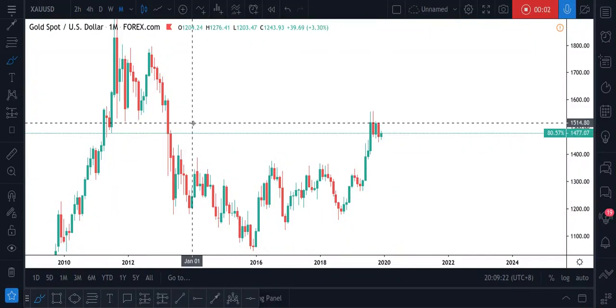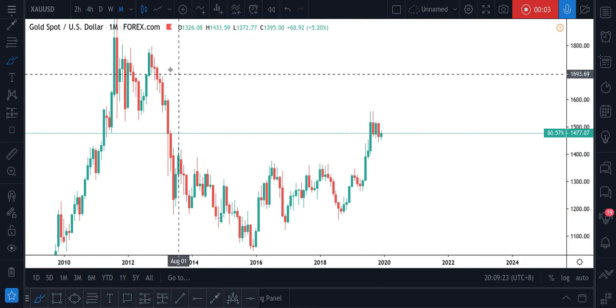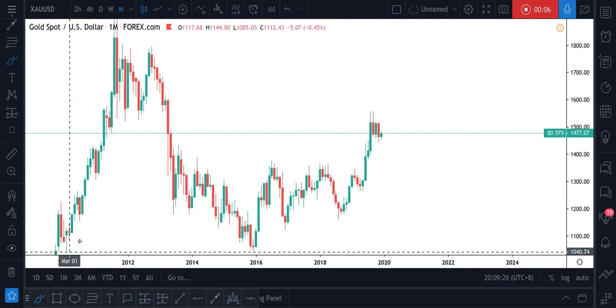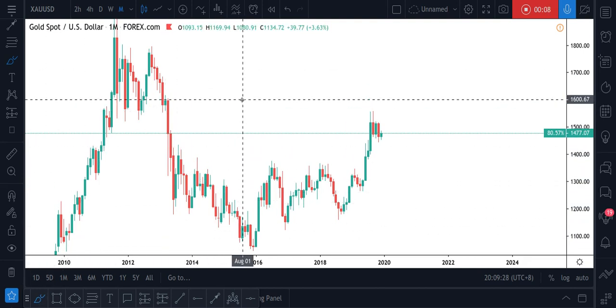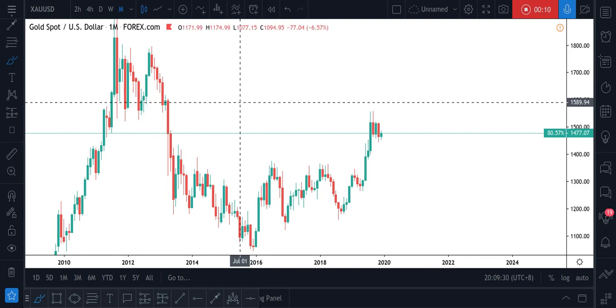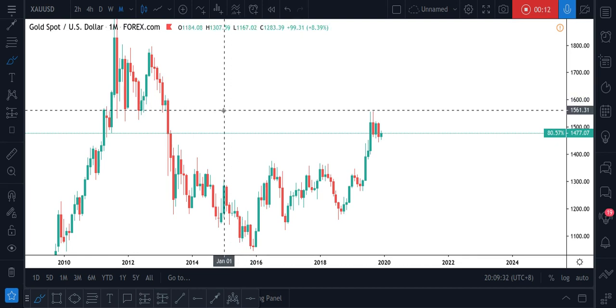Hey traders, let's have a look at the monthly time frame. I chose the monthly time frame to basically explain what's going on with gold and what kind of moves we can have in the next couple of days or in the next couple of weeks.